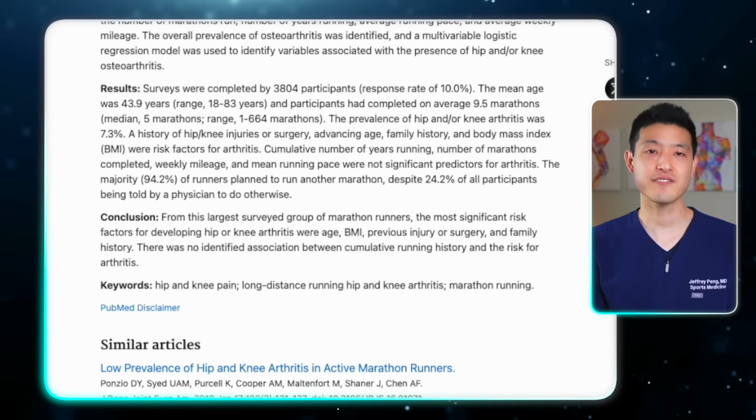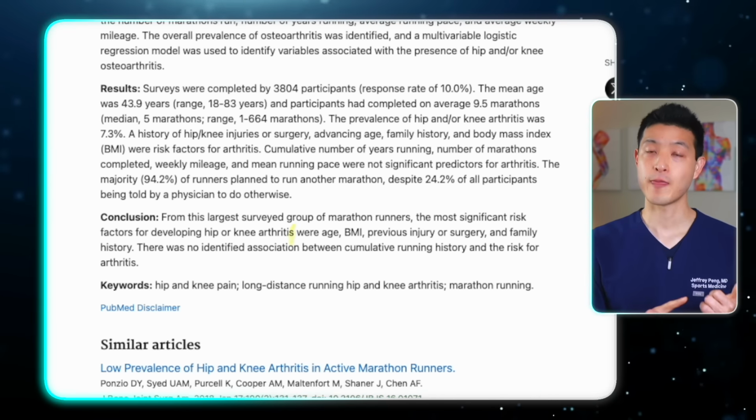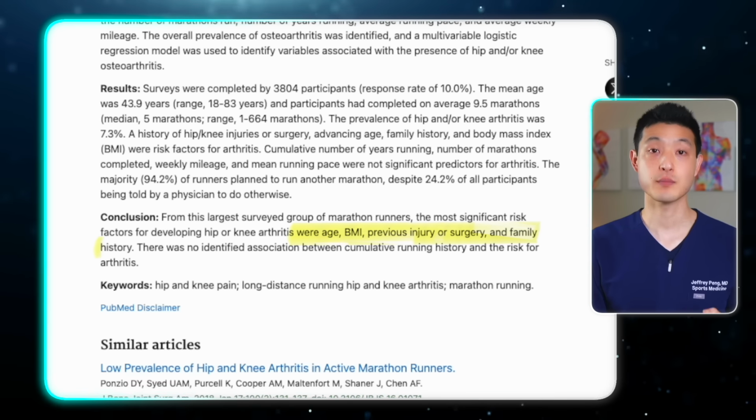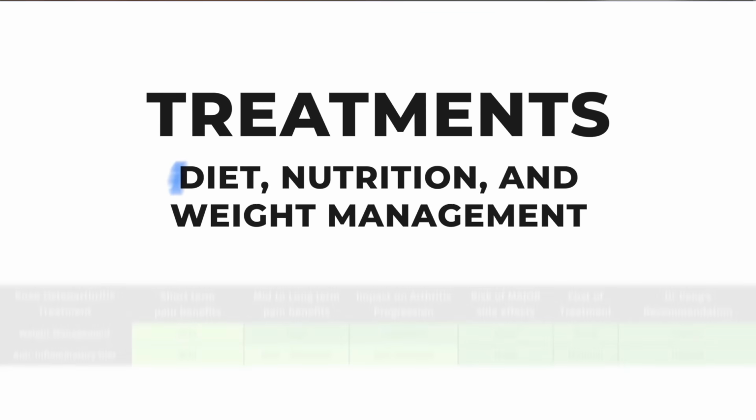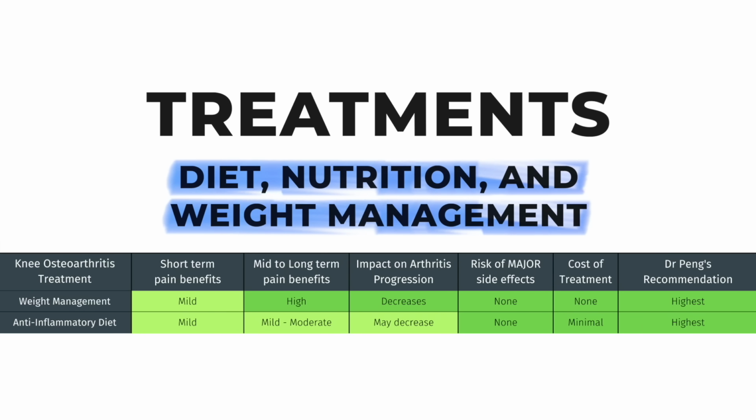Instead, the most significant risk factors identified were age, body mass index, previous injuries or surgeries, and family history. Exercise was not considered a risk factor. Now let's transition to talking about how diet, nutrition, and weight affect arthritis.